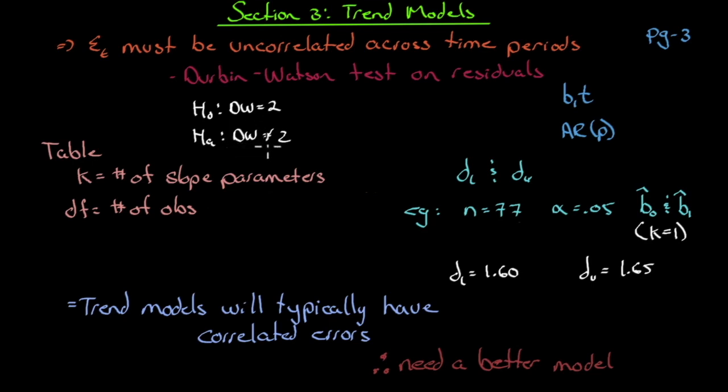And of course, the alternative is that it is not equal to 2. So I'm going to show you how to look up the values in the table. But first we need to know a few things. When we go to the table, we need 2 values. We need a k value and degrees of freedom.